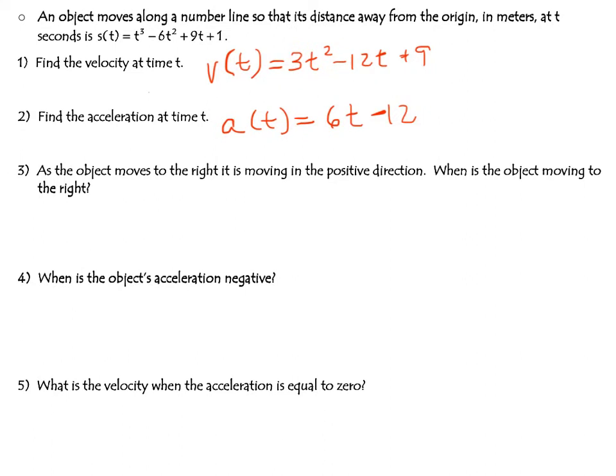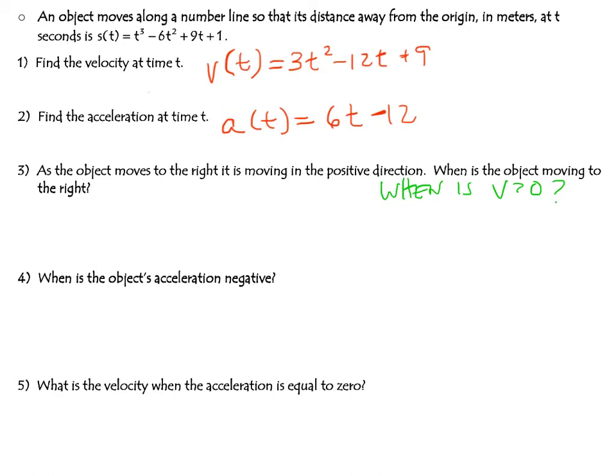In number 3 it says as the object moves to the right, it's moving in the positive direction. When is the object moving to the right? So remember, velocity takes into account the direction. So when velocity is positive, it's going to be moving to the right. When velocity is negative, it's going to be moving to the left. So basically what this question is asking us is, when is the velocity greater than 0?